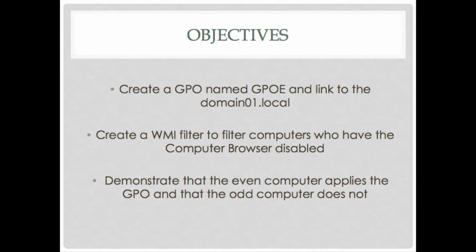In this video, I will demonstrate disabling the computer browser service, creating and configuring the GPO named GPOE, and creating the WMI filter. Then I will demonstrate that the even number computer applies the policy and that the odd number computer does not apply the policy.